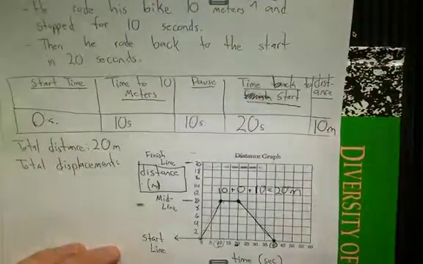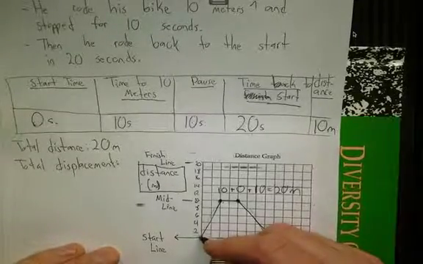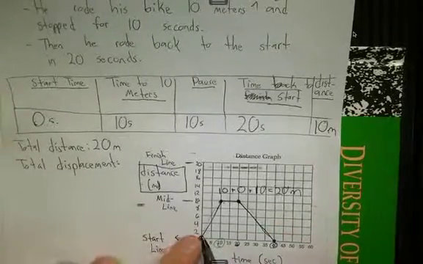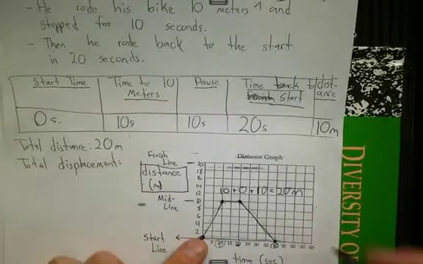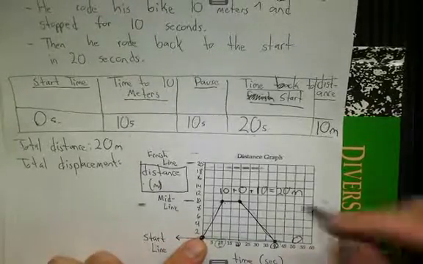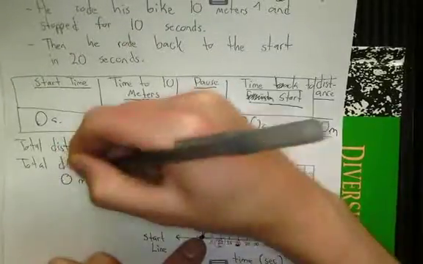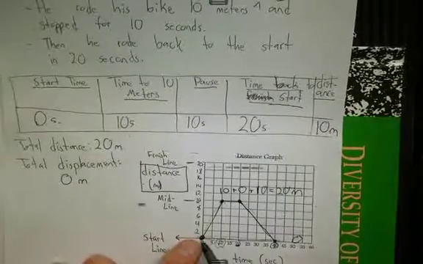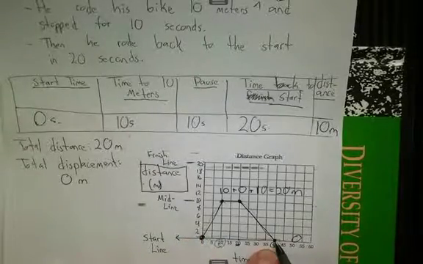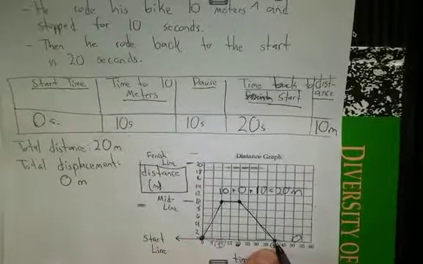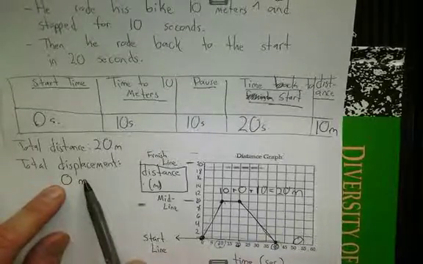Now the displacement is how far he went from the start line. He is starting at the start line and he is ending on this same line. So his displacement would be 0. He went 0 meters away from the start line. If you closed your eyes when he said start and then opened them 40 seconds later, he would be in exactly the same spot. So his total displacement is 0.